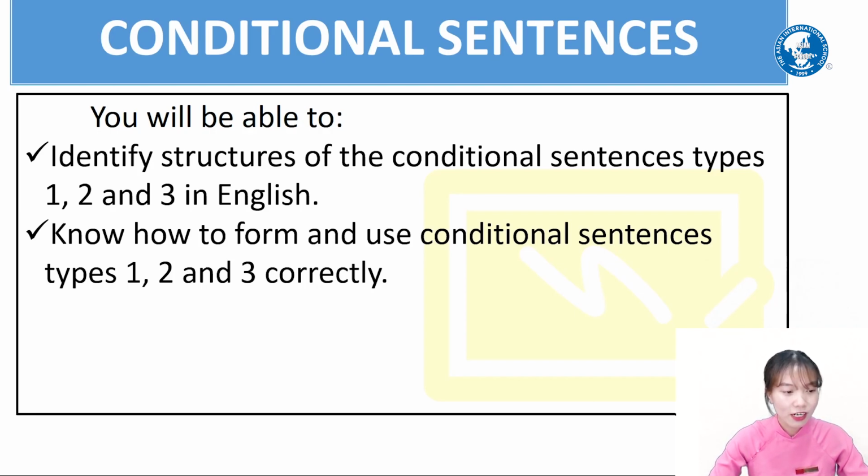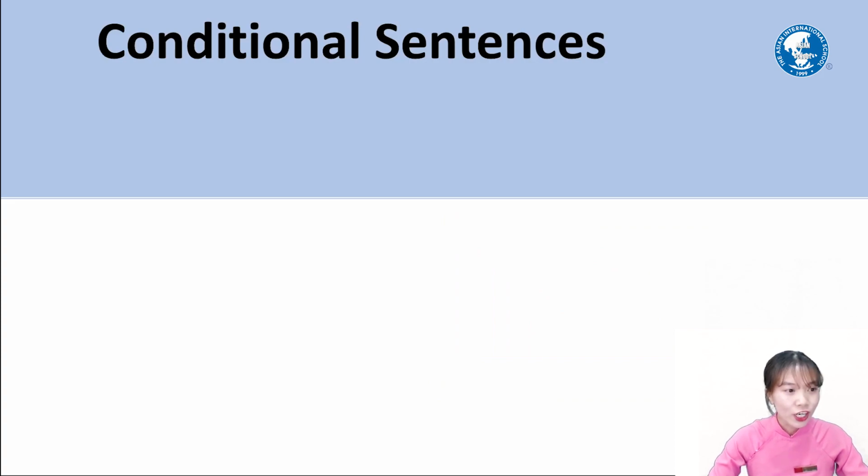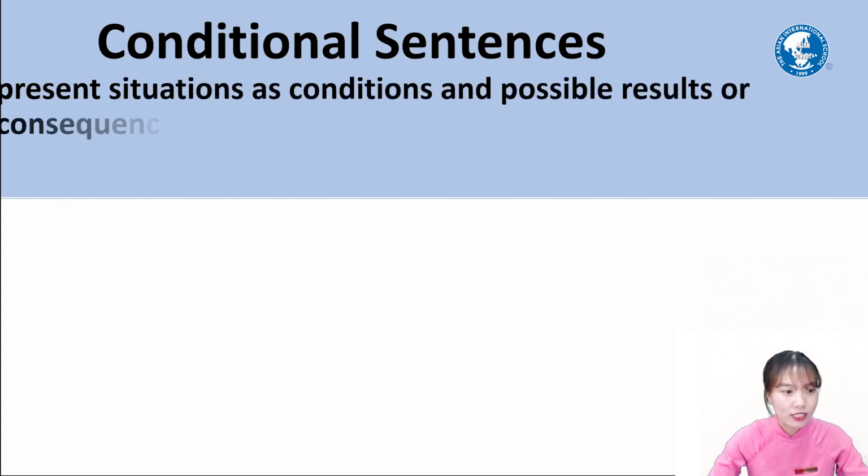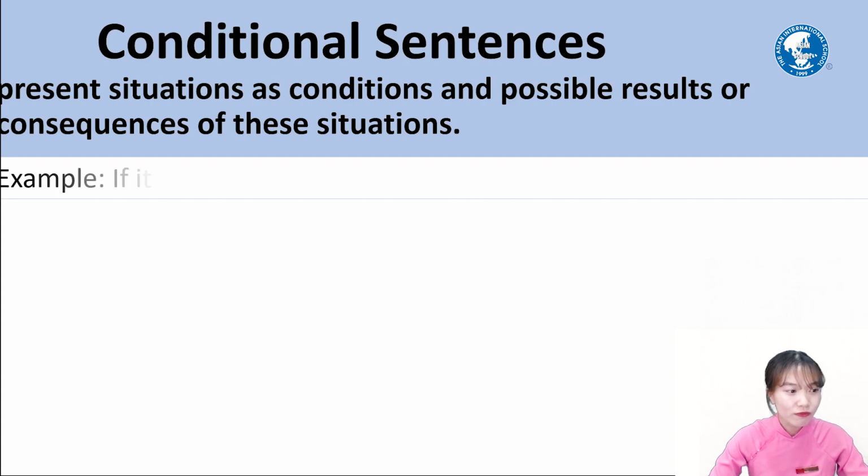Now let's get started. What are conditional sentences? Conditional sentences present situations as conditions and possible results or consequences of these situations. For example, if it rains, I will stay at home.